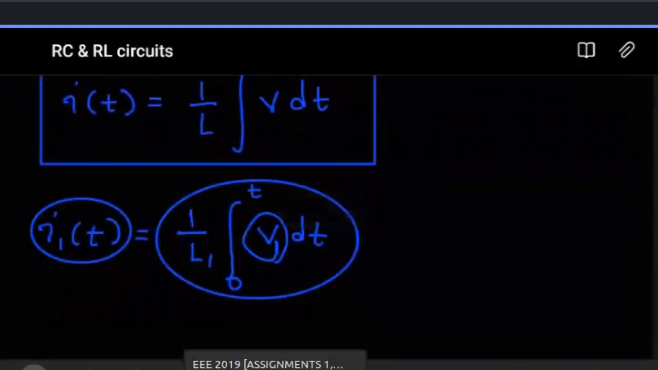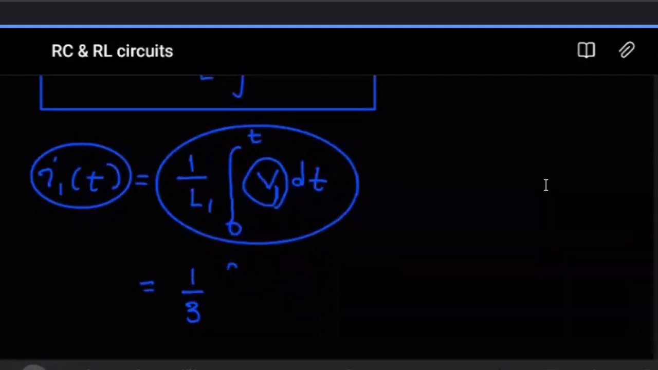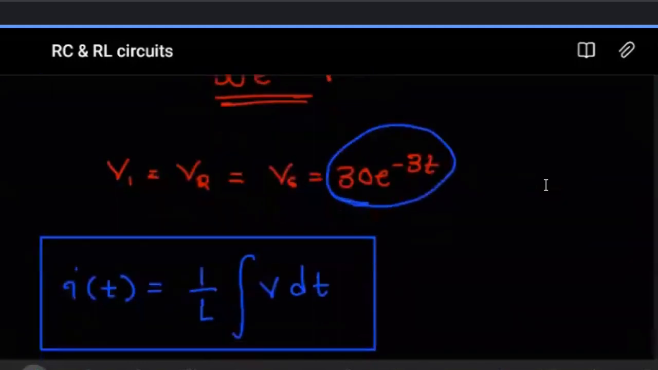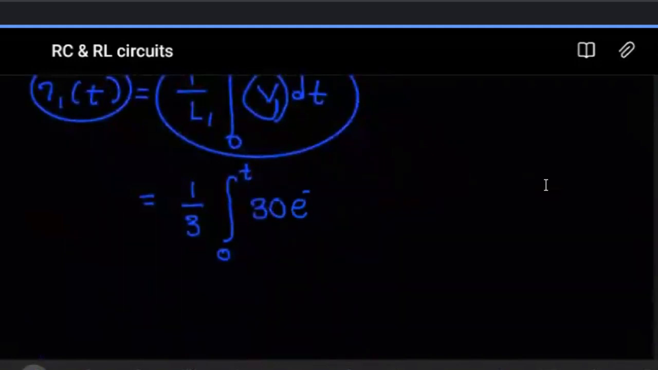So now let's proceed. We know the inductance of L1 is just 1 over 3. And then we have, from 0 to t, we're keeping it general. We did find the expression for V1. We said V1 was the same as V6, that is 30 e to the minus 3t. So I have 30 e to the minus 3t, and then we have to integrate this with respect to t.